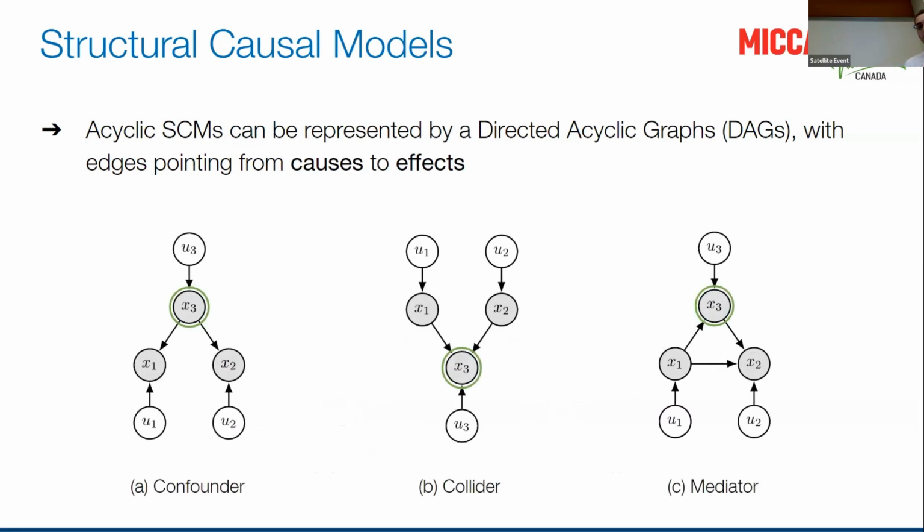And here are some very common structures you may find. The first one, the confounder, is essentially the chocolate consumption scenario I've already talked about. So x3 can induce spurious correlations between x1 and x2. We have x3 as a collider in the middle and as a mediator on the right-hand side. So x3 essentially mediates the causal effect from x1 to x2.